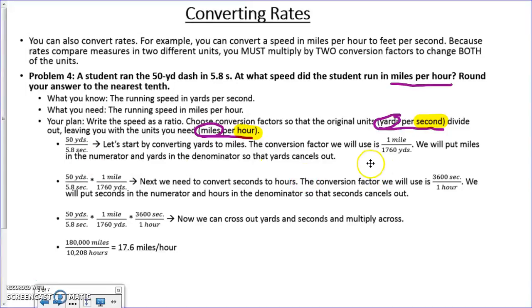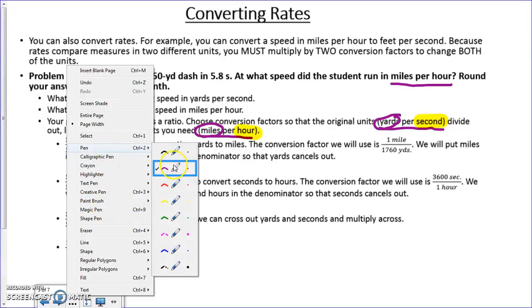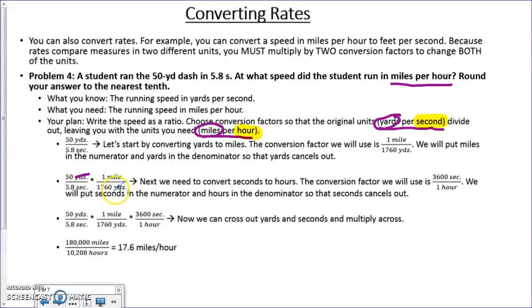The conversion factor we will use is 1 mile is 1,760 yards. Again, tomorrow you're going to get a conversion factor sheet with a lot of these conversion factors. Okay, we will put miles in the numerator and yards in the denominator so that yards cancels out right here. Next, now that we converted yards to miles, that's good.